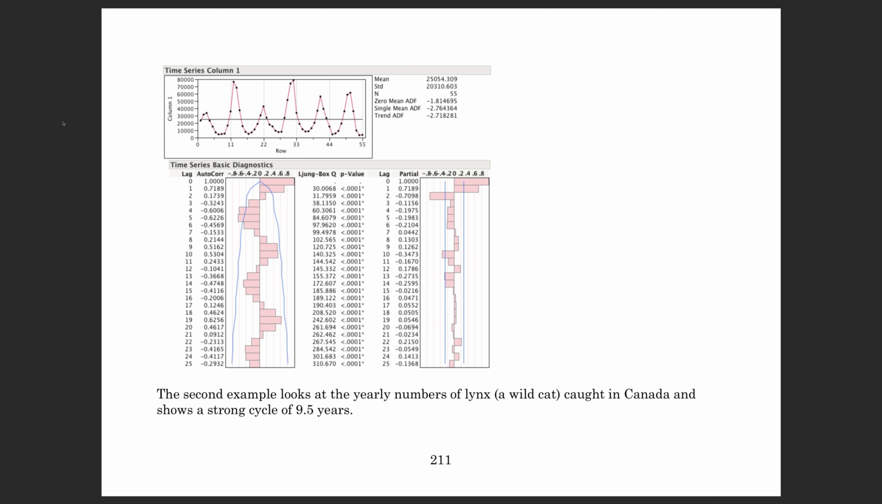Okay, this second example, if you look at the top, this is not such a nice even pattern, but this is showing us that there is a consistent pattern in the sense that the time gap between successive troughs and peaks is relatively stable. This is yearly data. This is actually the number of lynx. Lynx is a wildcat. This is data on the number of cats that were caught by the trappers in Canada. And there is a consistent cycle of about 9.5 years.